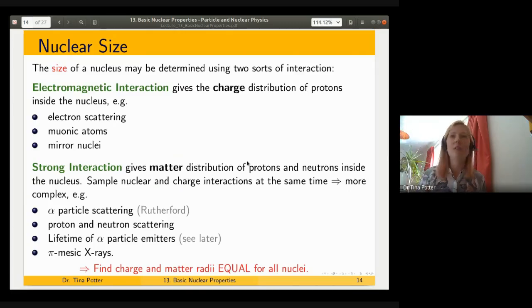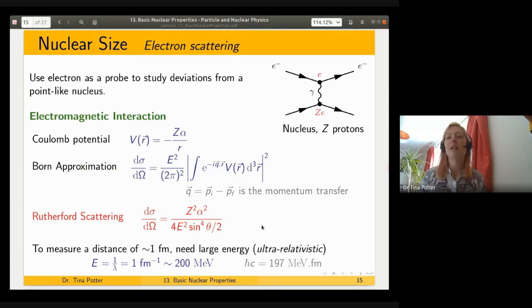Now, we've got all of these different ways of having a look at the size of a nucleus, and it's very interesting that it doesn't matter if we use the charge or the strong interaction for the matter, we find that the radii are actually equal for all of these nuclei, for all of these different methods that we can use. They're giving equal radii for lots of different nuclei. So it doesn't matter if it's just the electromagnetic interaction or we have a look at matter as well, we find the same answer. So let's have a look at electron scattering.